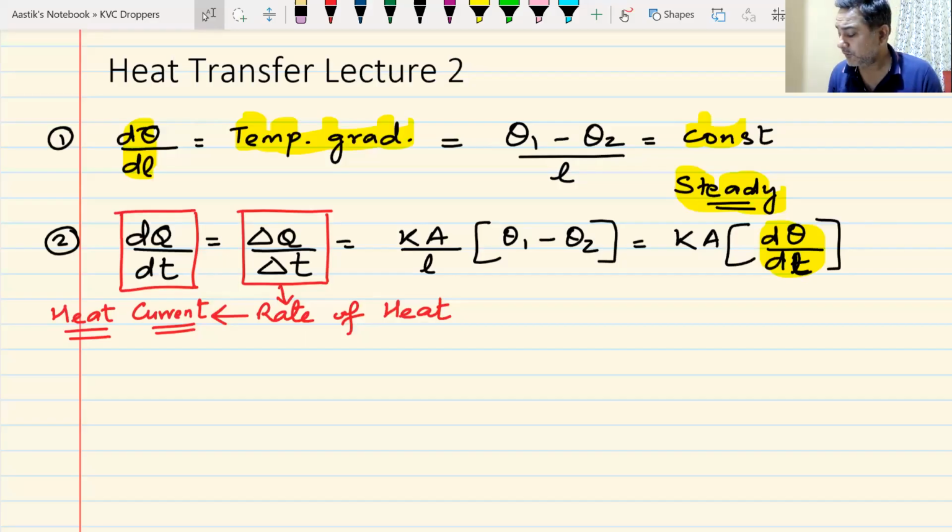Now let us move further ahead. We have called this dq by dt your heat current, or we will probably not call it the rate of heat flow. We will definitely call it heat current. Now I have used this term current. As soon as this term current comes, we always think about electric current. Now let us try to make sense. Why have I called heat as current? And how are we going to make sense?